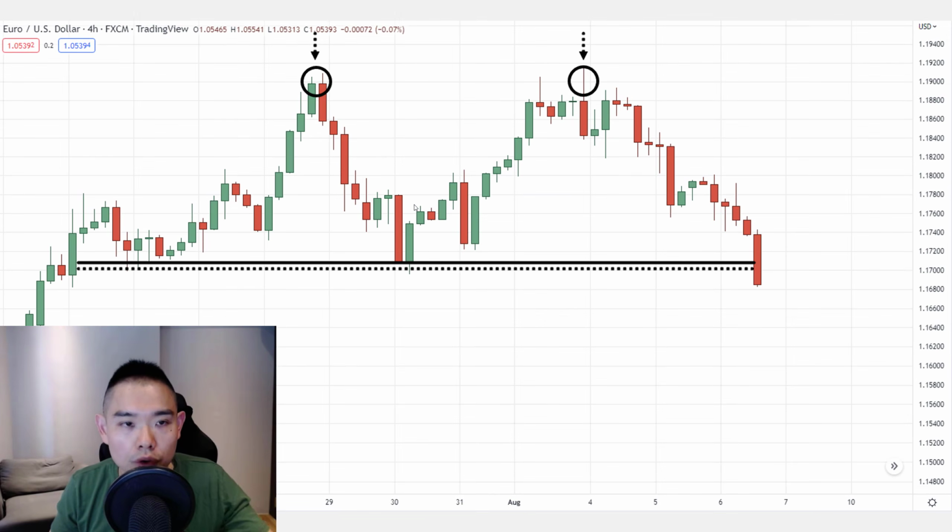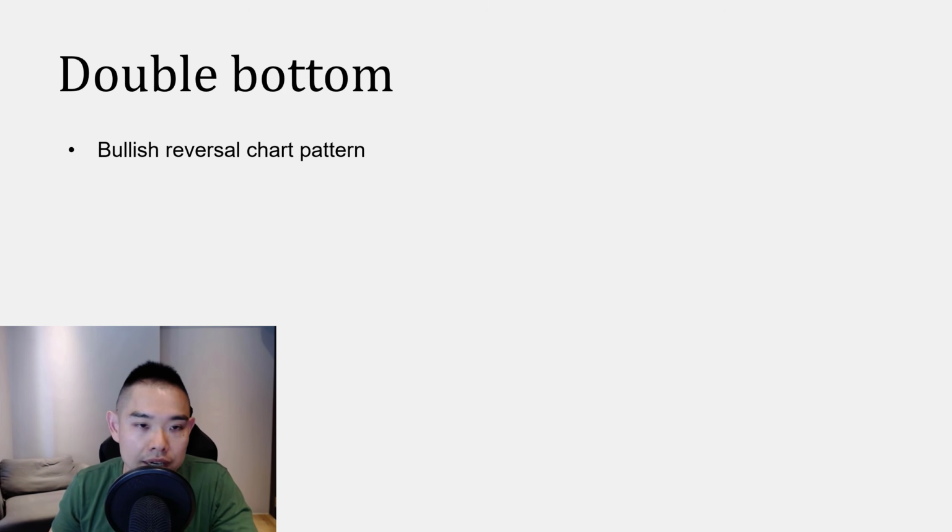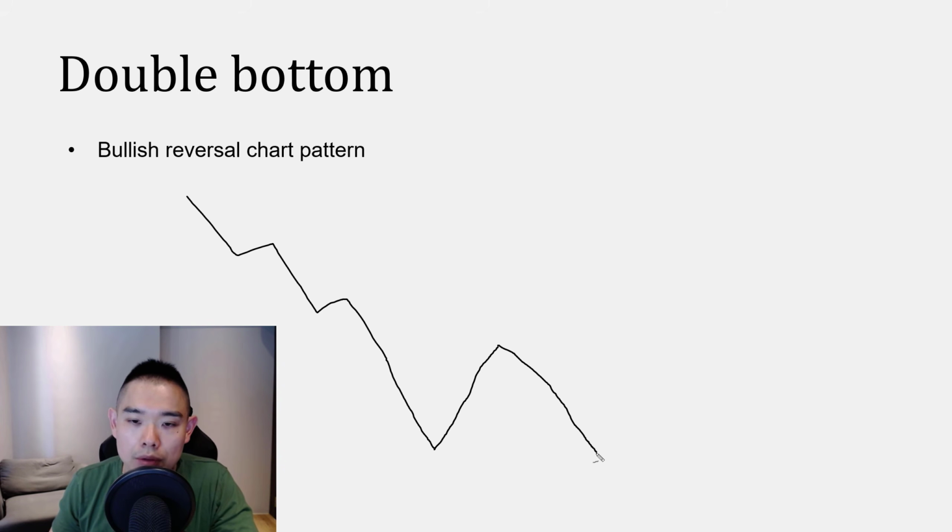But for now, let's move on and talk about the double bottom pattern. This is the inverse, and it is a bullish reversal chart pattern. It looks something like this. Market is in a downtrend. Then it hits this low over here and makes a pullback up higher. Then it retests the low and bounces up higher.